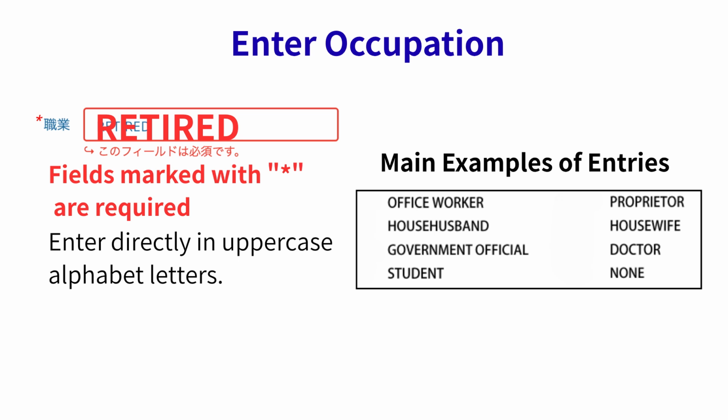Next is the occupation entry. This field also has a red asterisk, so it is required. You must enter it in English and type it manually. For example, if you are retired, enter retired. If you are a company employee, you can enter office worker or employee. If you are self-employed, enter self-employed. If you are a student, enter student. Please enter the term that best describes your current situation.